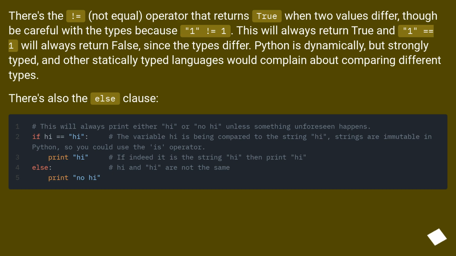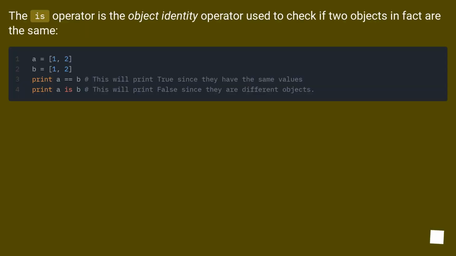Python is dynamically, but strongly typed, and other statically typed languages would complain about comparing different types. There's also the else clause. The is operator is the object identity operator used to check if two objects in fact are the same.